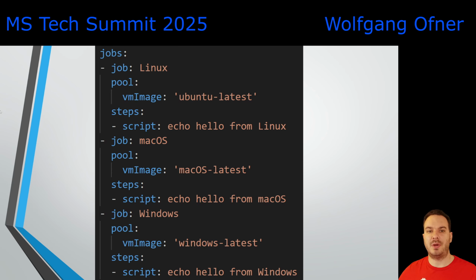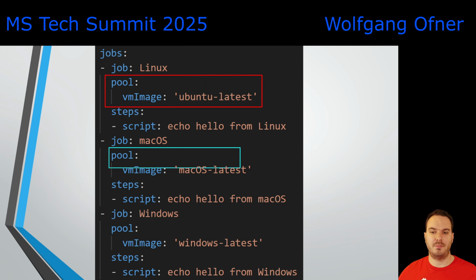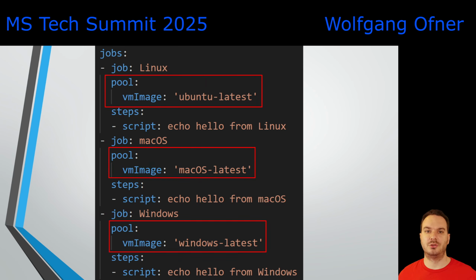So here we have a sample pipeline, and inside this pipeline, I can configure a pool, and inside this pool, I can configure the VM image. And in this case, we use Ubuntu latest, and this tells Microsoft to give me an Ubuntu agent with the newest version. And the same for macOS and Windows. So that's all I have to do. Then I can run my pipeline and the agent takes care of everything.